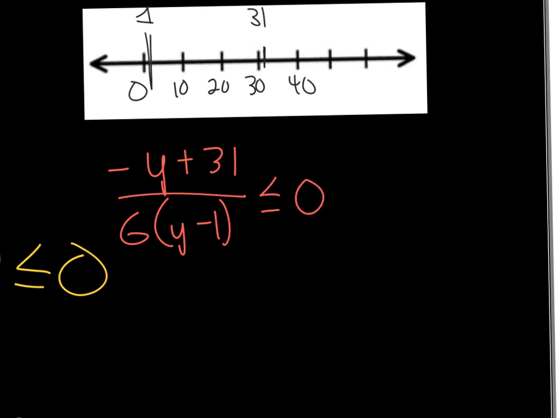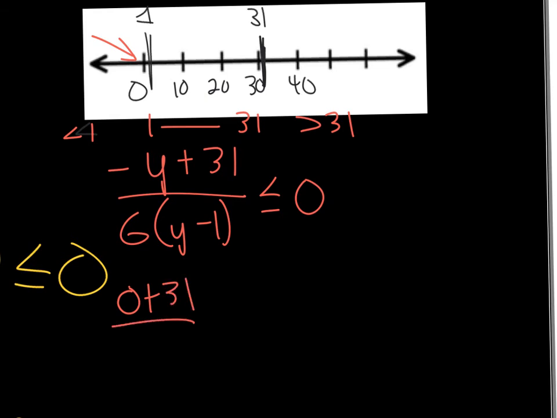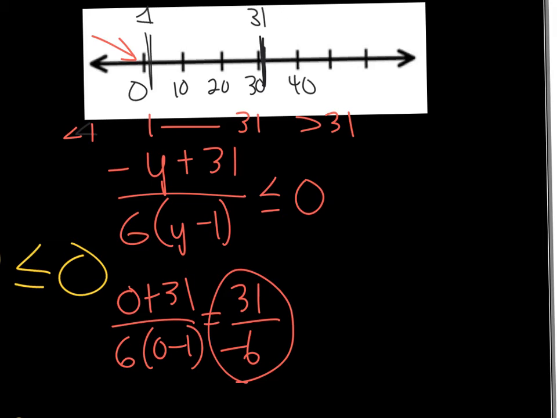So I've got 3 ranges to check. I've got less than 1, okay? Then I've got from 1 to 31. Then I've got bigger than 31. So less than 1, I mean, for crying out loud, 0 is right there, take 0. So if I take 0, so that's going to be 0 plus 31 over 6 times 0 minus 1. So that's going to be 31 over negative 6. That answer is obviously less than 0. Okay, so that one checks out.